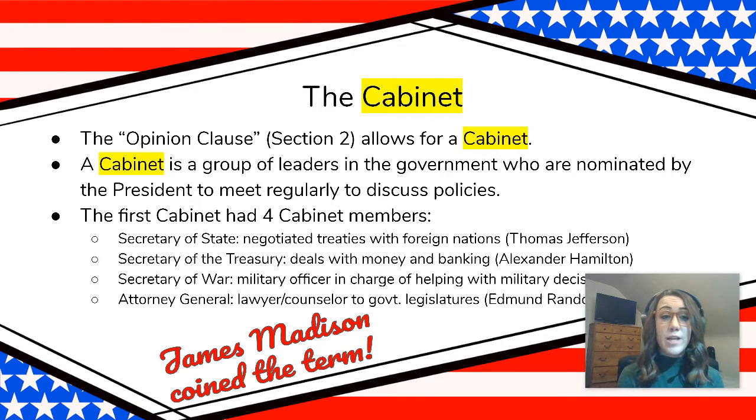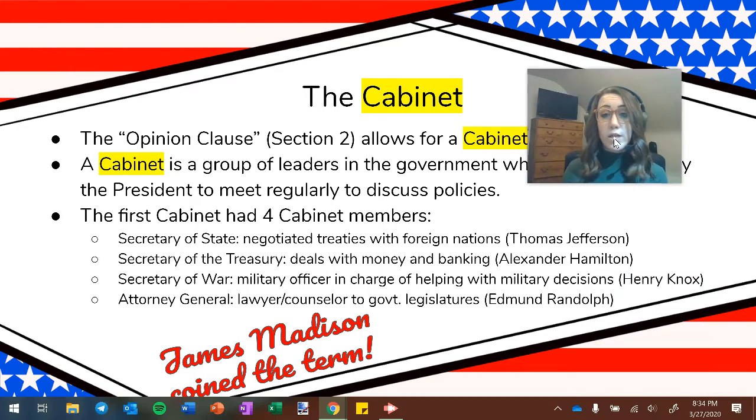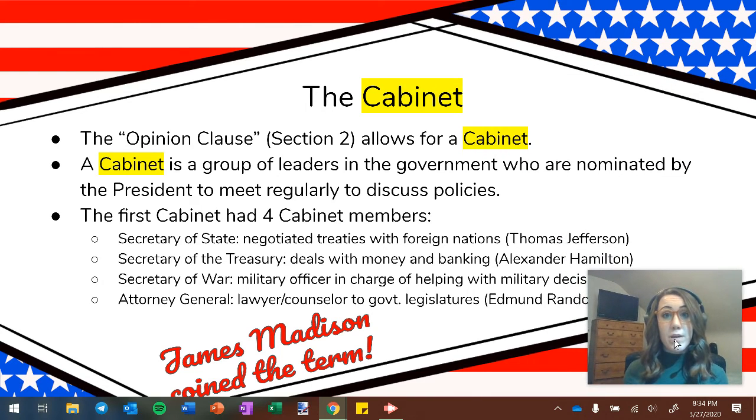Thomas Jefferson was our first Secretary of State. Alexander Hamilton was our first Secretary of the Treasury, which is just the person who deals with the money and the banking. The Secretary of War is the military officer who is in charge with helping with any military decisions. That first person was Henry Knox. And of course, this is important because the president is in charge of the military. So making sure that there's a good Secretary of War is always key because they will need that good advice. Finally, there's the Attorney General, who is basically a lawyer or a counselor to any government legislatures. The first one was Edmund Randolph.